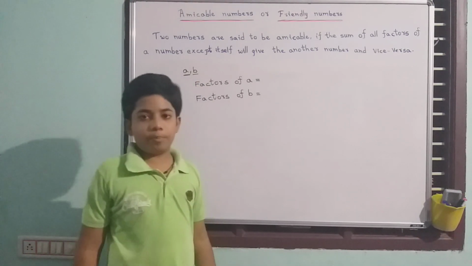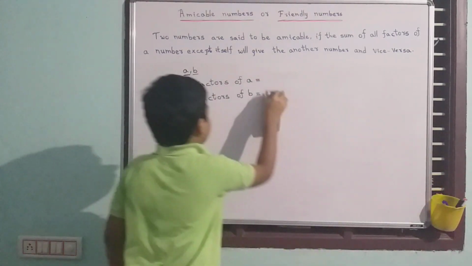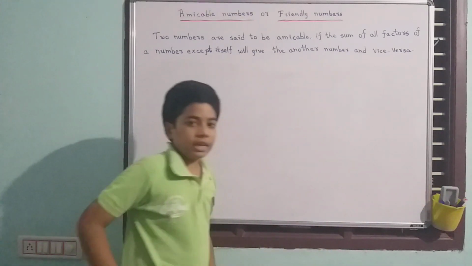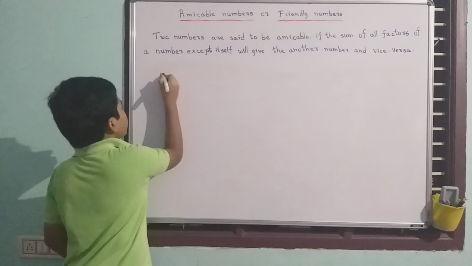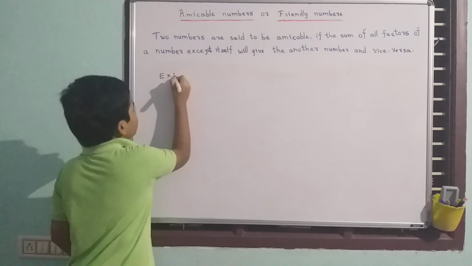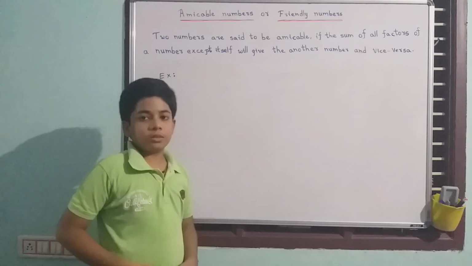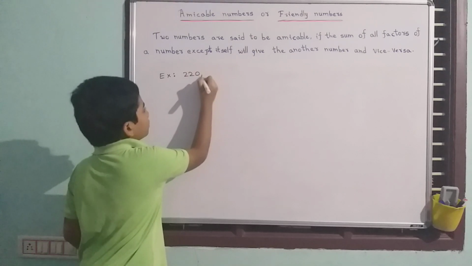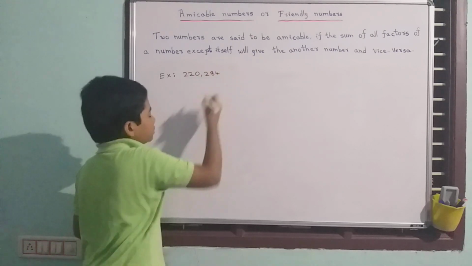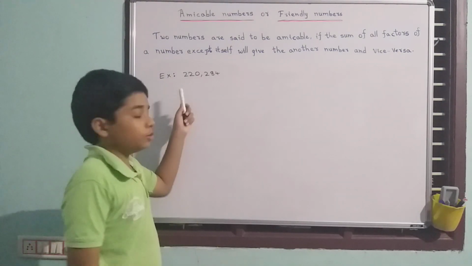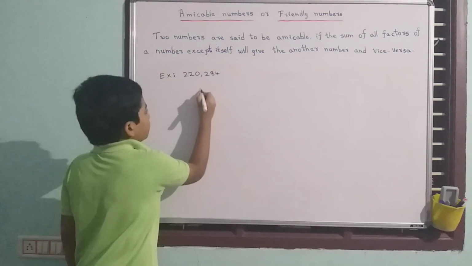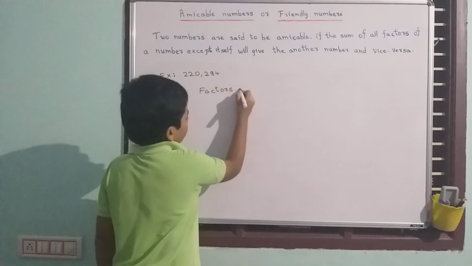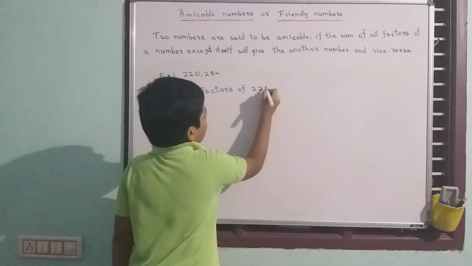Let me explain with an example. For example, we can take any pair of numbers. Let us take 220 and 284. First, we have to write all the factors for 220.